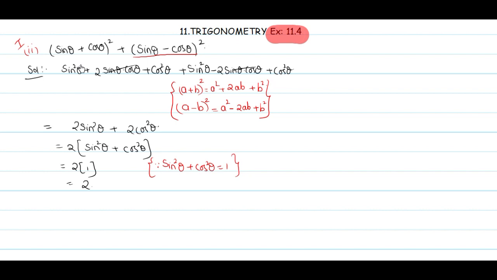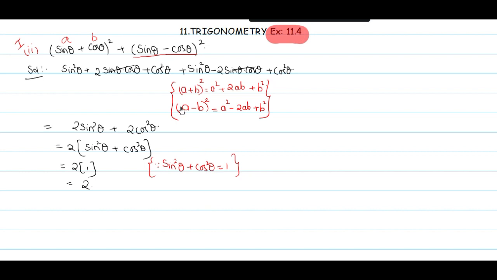we have the question as sin theta plus cos theta whole square plus sin theta minus cos theta whole square. We need to evaluate the value of this. Again, if you observe closely, this sin theta plus cos theta whole square is in the form of a plus b whole square. So, sin theta will be a and cos theta will be b. So, what is the expansion of a plus b whole square? A square plus 2ab plus b square.